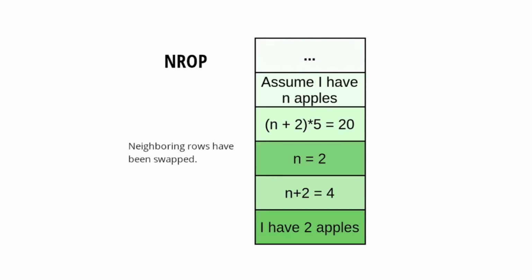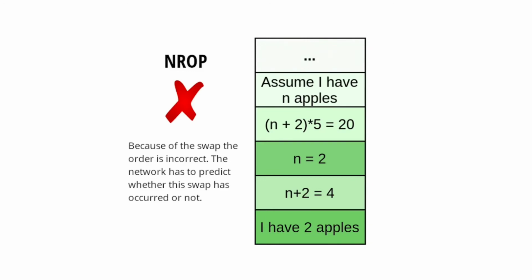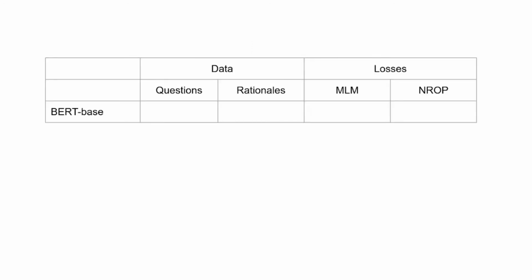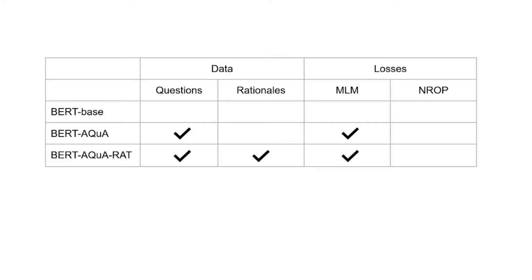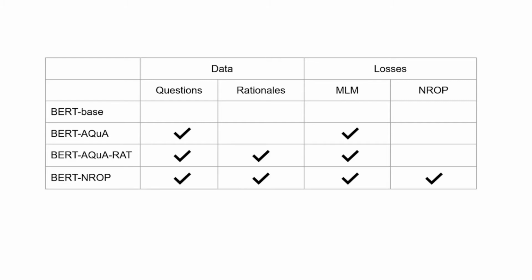To measure the impact of the rationales and our loss, we conduct 4 experiments. BERT base, directly fine-tuned to predict the correct answer. BERT Aqua, which is a BERT with additional MLM training only on questions. BERT AQuA-RAT, BERT with additional MLM training on questions combined with rationales. And BERT NROP, BERT with additional MLM and NROP training on questions combined with rationales. In all our experiments, rationales were used only for additional self-supervised training.